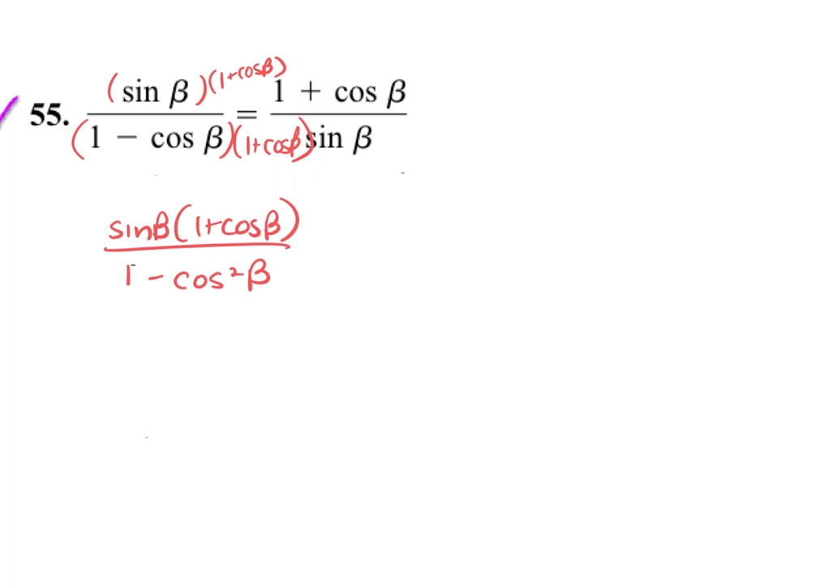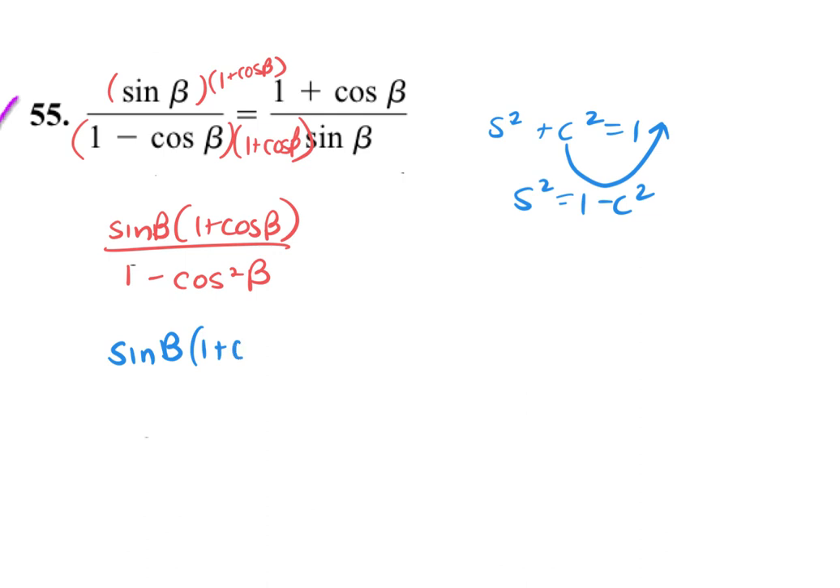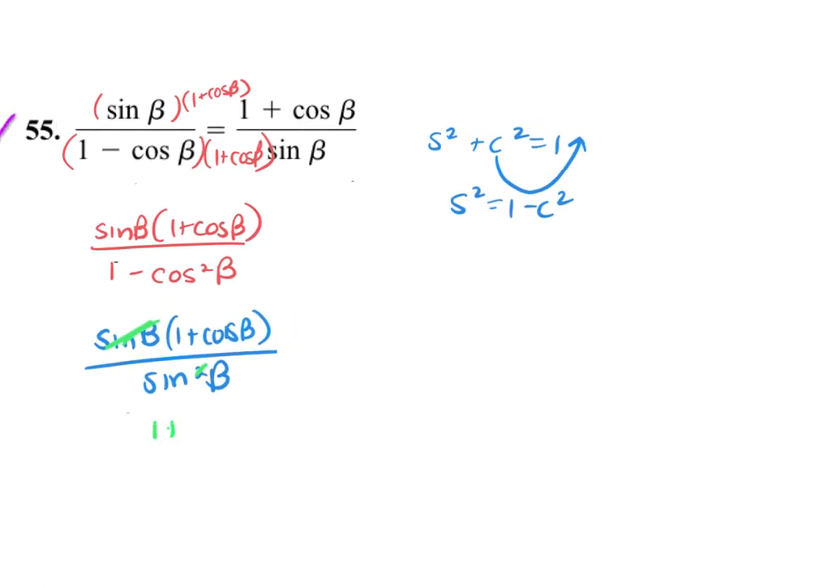So now think about it. 1 minus cosine squared goes back to your sine squared plus cosine squared equals 1. If I move cosine to this side, I get 1 minus cosine squared equals sine squared. So then sine beta times 1 plus cosine beta goes over sine squared beta. And then one of those sines cancel out, and I get 1 plus cosine beta over sine beta.